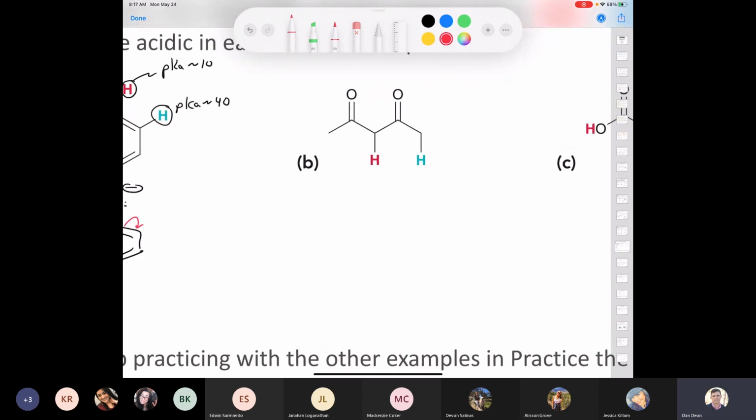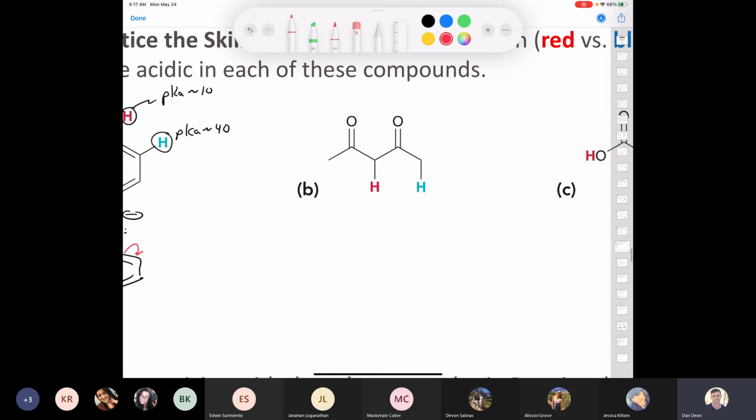All right, let's take a look at the next one. You have the red proton and the blue proton. Who could tell me which one is more acidic here, red or blue? Red proton versus blue proton. Yeah, absolutely. All my students are saying it's the red one, and you're 100% correct.